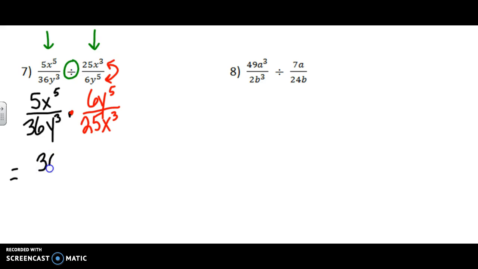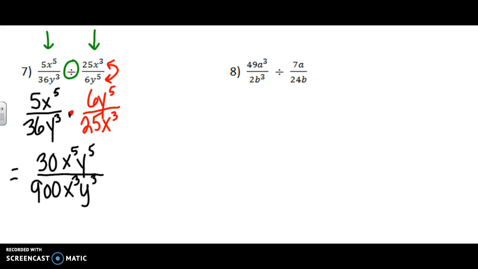So you get your 30 x to the 5th. Remember, we go straight across now. 5 times 6 is 30. No x's and y's are going to combine on the top. Oh boy. Then we have 36 times 25. That's going to be a big number. Let's see. 36 times 25, 900. And then you have x to the 3rd, y to the 3rd.